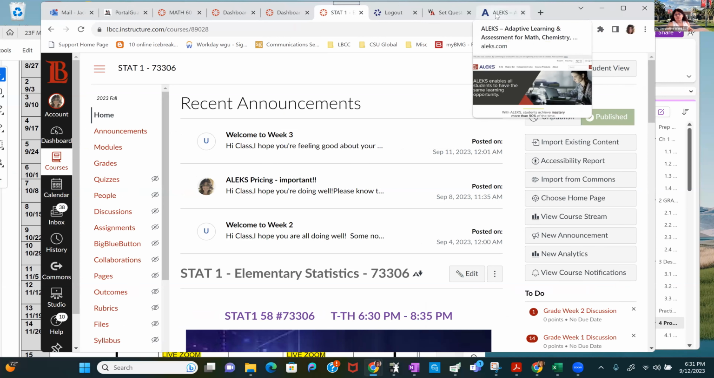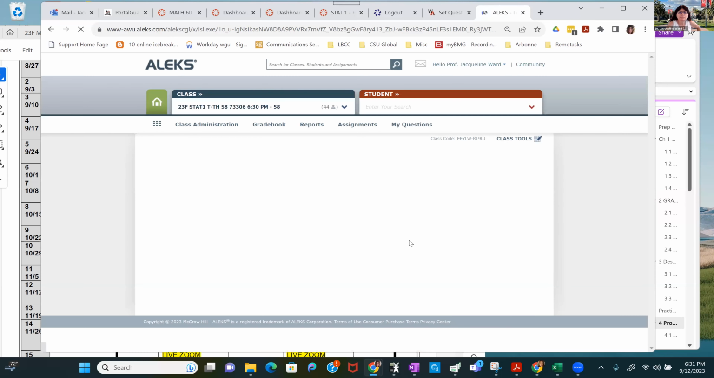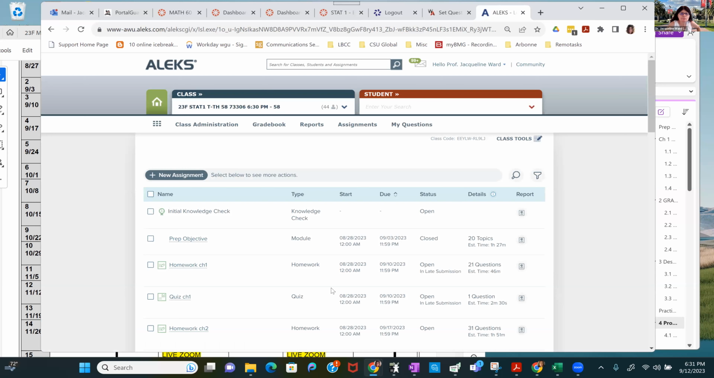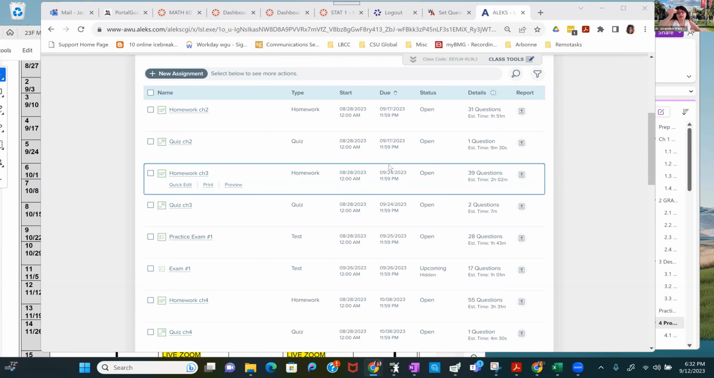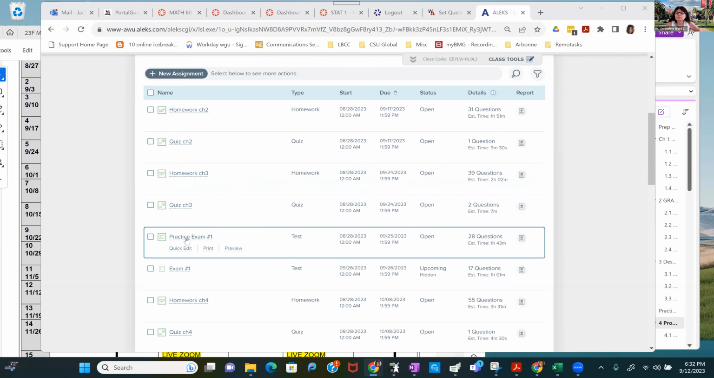Let me see. The practice exam. So that might be helpful after you've done homework, because everything's open. You can definitely go back and keep working on homework, but also practice exam one is open. Just saying. Because in there, I've really tried to narrow down the questions that you need to know for the exam. All right. Thanks for asking.